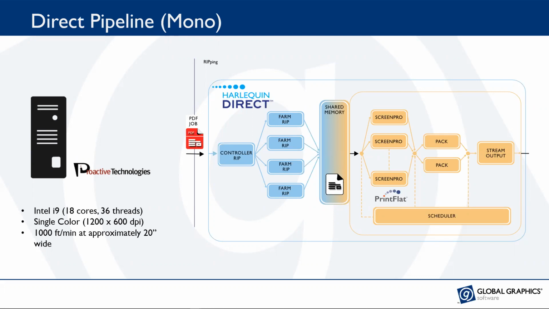On the left here, I wanted to highlight that we're working with proactive technologies to build the fastest PCs using bleeding edge CPUs, RAM, and other components. In terms of specifics, you can see here an example of the speed we're able to achieve on an Intel i9 based desktop. So we're not targeting expensive Xeon servers, for example. So that's 36 logical cores running a single color job at 1200 by 600 DPI at 1000 feet per minute and 20 inches wide.